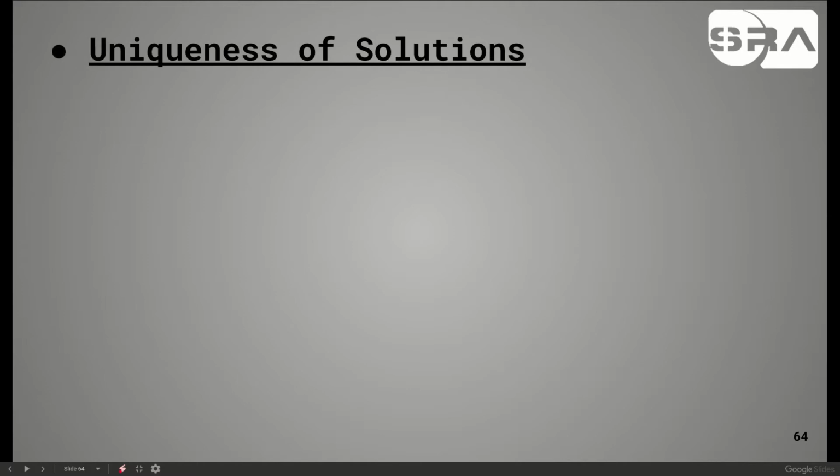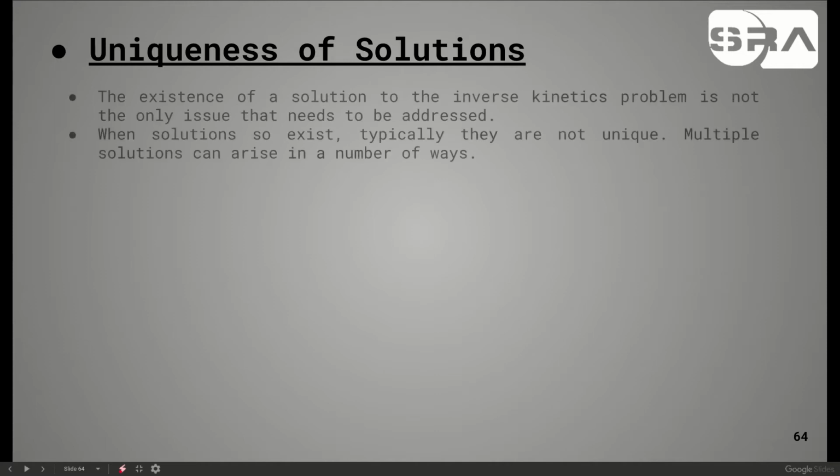Now talking about the uniqueness of solution. Earlier we talked about existence of solution, that in inverse kinematics you will not always have a solution. There is no guarantee that we always get a solution. Similarly, there is no guarantee of getting a unique solution. There are cases where we get multiple solutions. So that is also an issue: existence of solution is not the only problem, we also have a problem with getting many solutions. When we get many solutions, we call it redundancy.